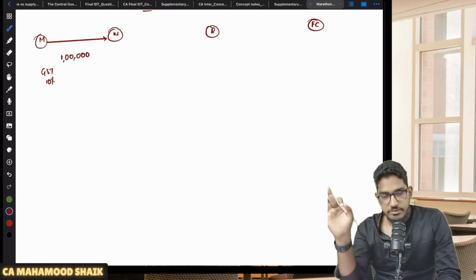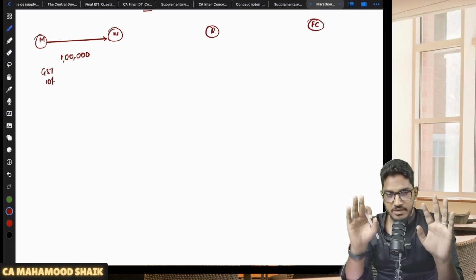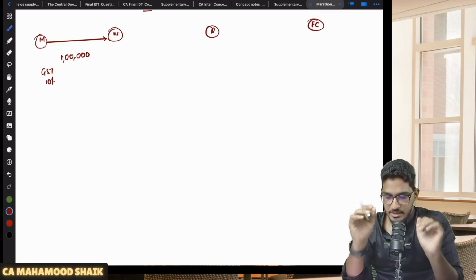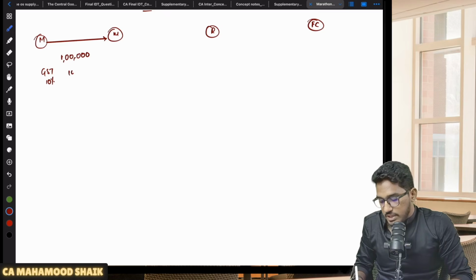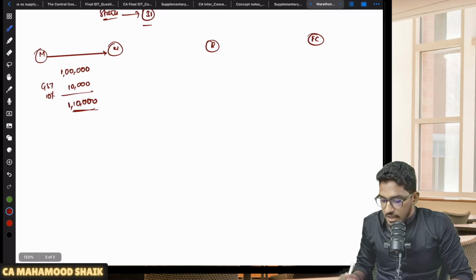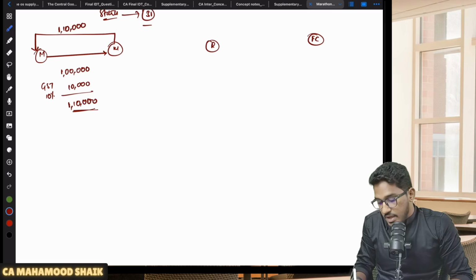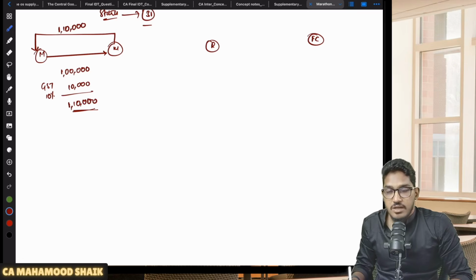There is no rate of 10% in GST. We have 18%, 5%. But for simplicity in calculation, I'm taking it as 10%. So he will charge 10,000 rupees of GST. Total 1,10,000 worth of bill he will give. Now the wholesaler will pay the manufacturer 1,10,000. Now he will cry. Why will the wholesaler start crying? Because he paid 10,000 rupees of tax.